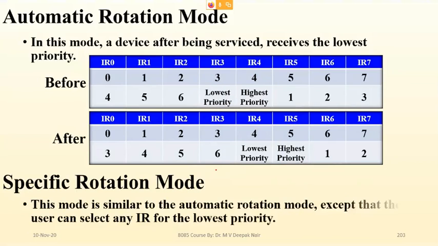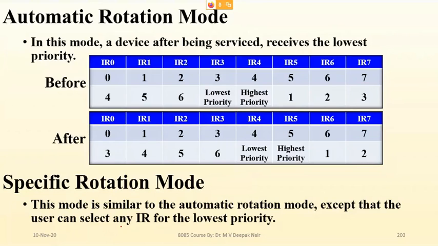Specific rotation mode is similar to the automatic mode, except that the user can select any IR for the lowest priority. In automatic, whichever you have served becomes the lowest, but in specific rotation you can specifically say that you want this one to be the lowest. So the user will tell which one is going to be the lowest priority, and automatically the next will become the highest.